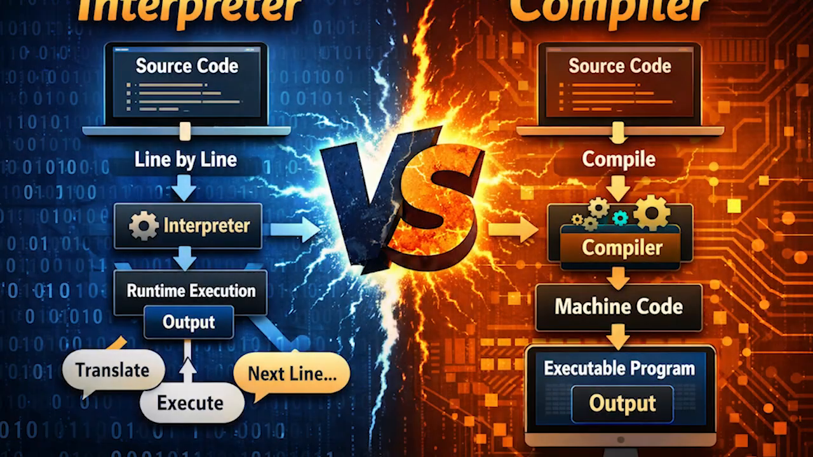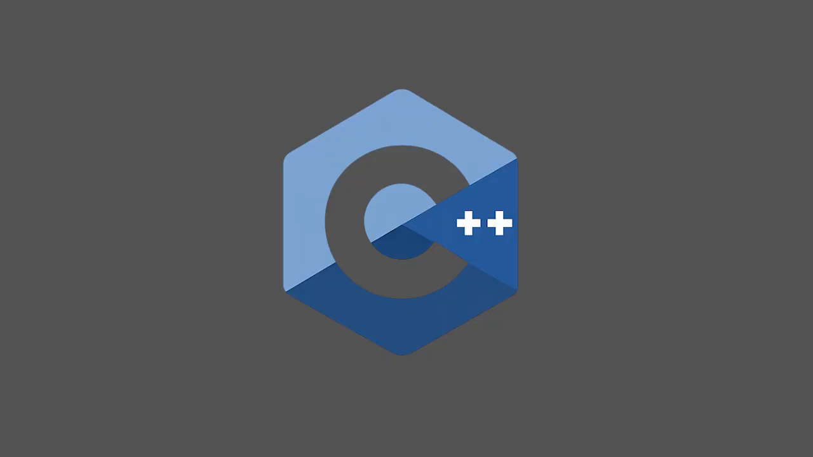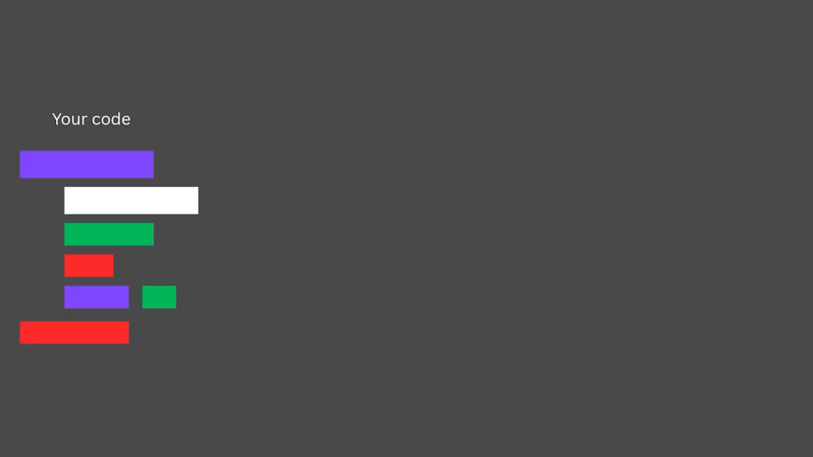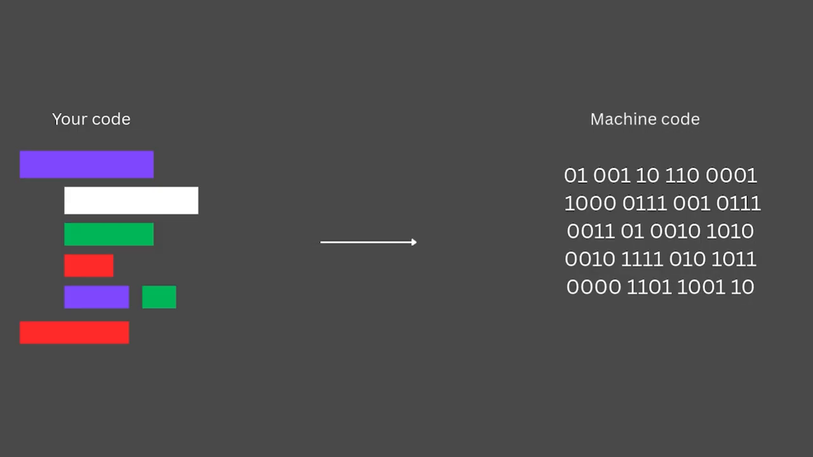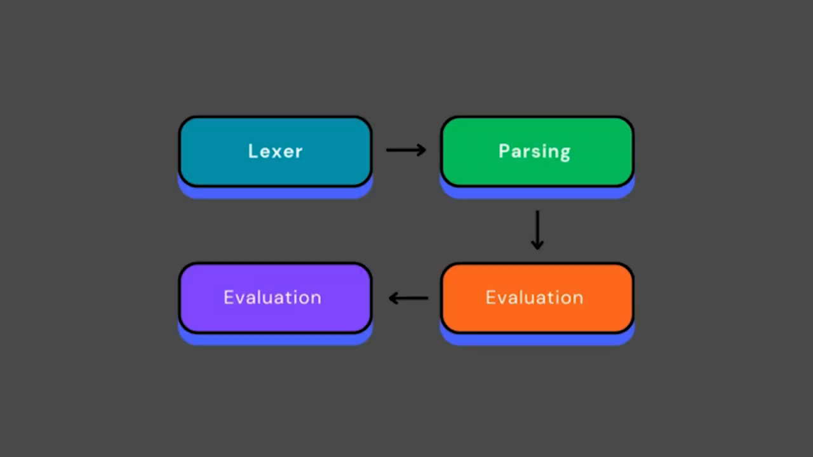The opposite is a compiler. Like C++, Rust, Go, it reads the entire code first, translates everything to machine code, and then you run the compiled file. Now, how does my interpreter work in detail? It follows the classic 4-stage pipeline that almost every interpreter uses.